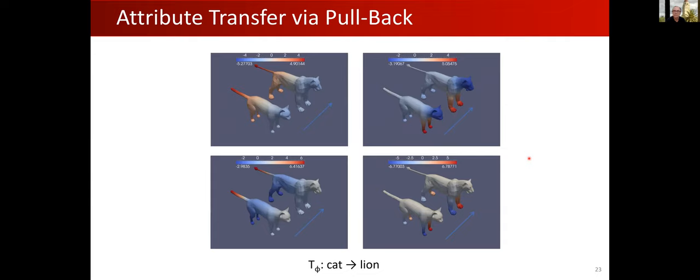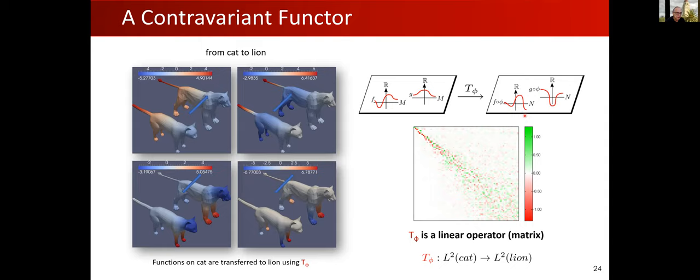And what I'm describing now is a functional map, a map from functions of the cat to functions of the lion. And that's what mathematically would be called a contravariant functor, because it goes in the other direction. If the primal map goes in one direction, the functional map goes in the other direction. And so it maps a function space over the first shape to a function space over the second shape. And it so happens, and it's actually rather easy to show, that these functional maps are always linear. No matter how complicated, non-linear, non-convex the primal map is, this dual map is always linear.